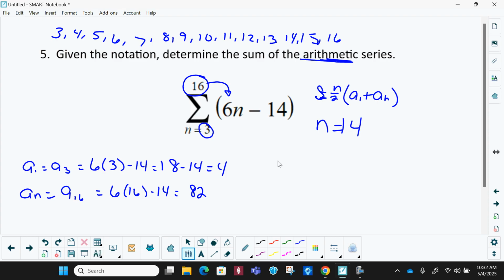Okay, so here we go. To find the sum, it's just going to be 14 over 2 times 4 plus 82. I am so sorry, 14 over 2 times 4 plus 82. I was mathing in my head, which can be dangerous. And you're going to get 602. Remember, it is arithmetic, so that is a good number to have, not too big.